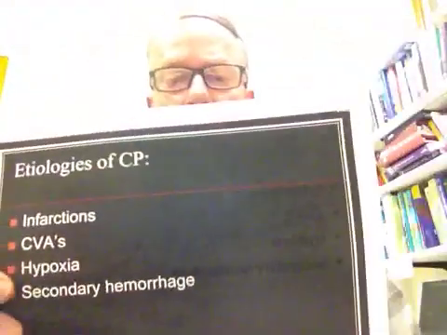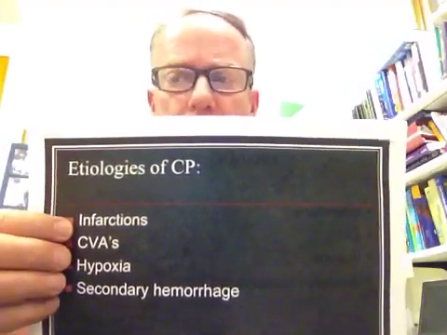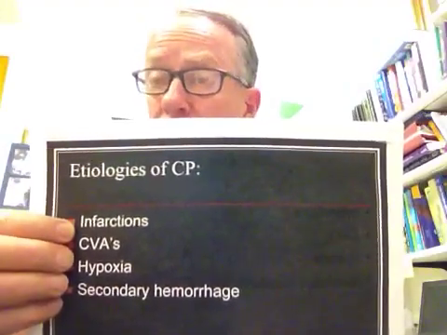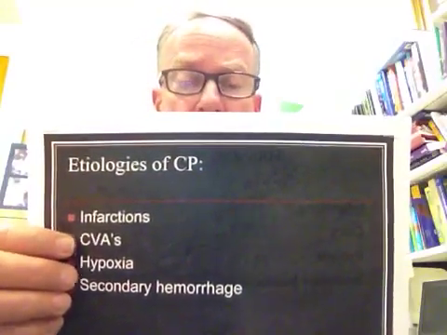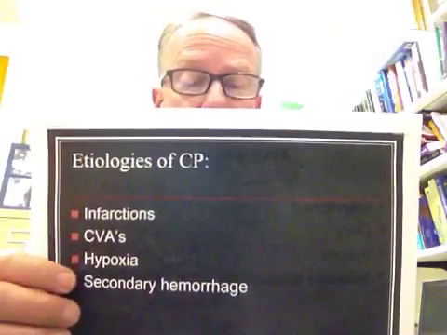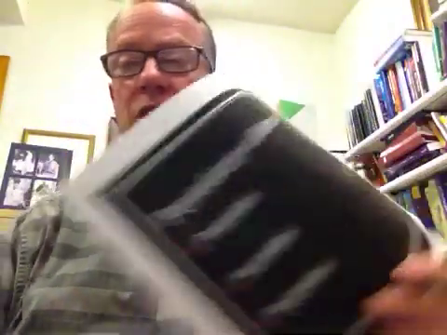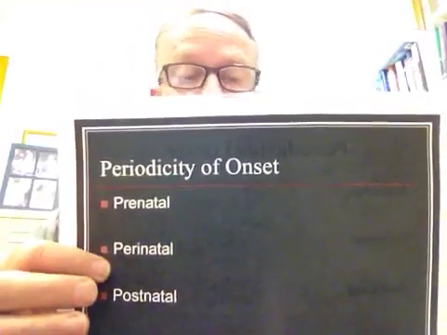Etiologies can be traced to infarctions in the fetus, in the infant, or in the neonate. Cerebral vascular accidents can cause it. Hypoxia, not enough oxygen to the brain, or secondary hemorrhage in the brain. Onset, like I indicated, can happen prior to the birth, during the birth, or manifest up to months after, postnatal.